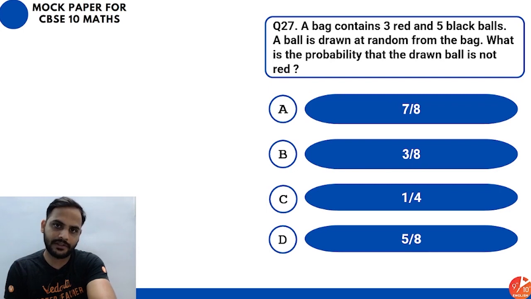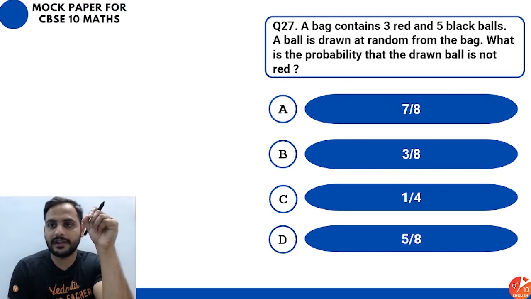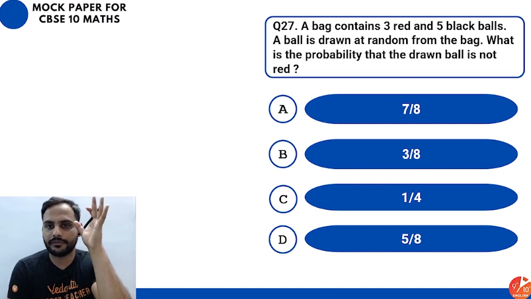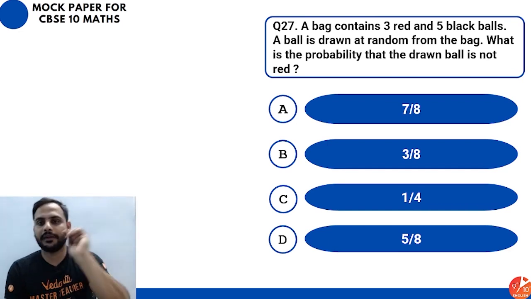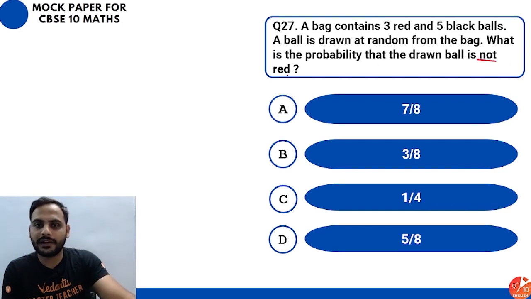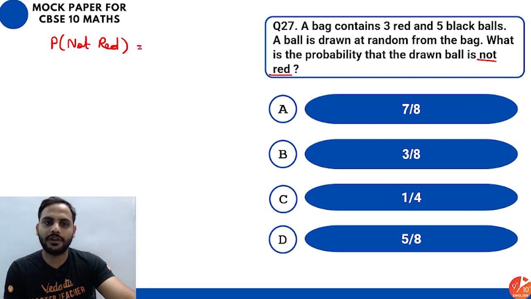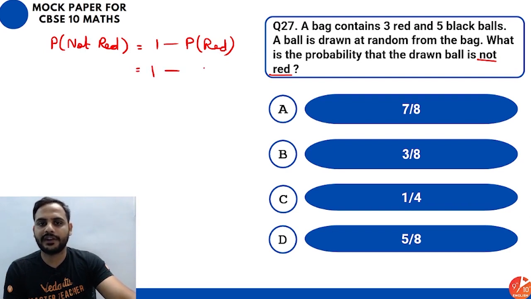Simple, pretty easy. Next question, a bag contains 3 red and 5 black balls. A ball is drawn at random from the bag. What is the probability that the drawn ball is not red? Please understand over here, not red. Read the question very carefully. Not red. So it can be done in two ways. Probability of getting a not red ball will be 1 minus probability of getting a red ball, which is 1 minus 3 divided by 3 plus 5, total number of balls 8. So 1 minus 3 by 8, take LCM, which is 5 by 8.